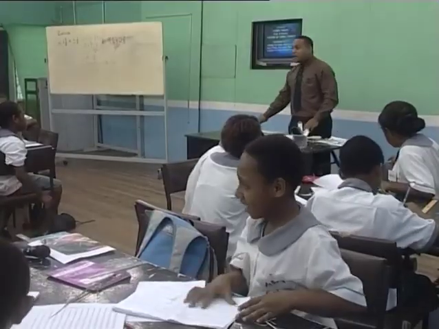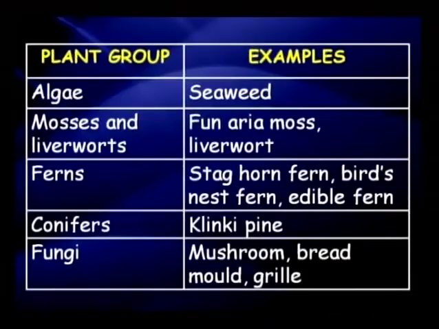Now, not all plants have flowers. The plants that do not have flowers come under the big group called non-flowering plants. Very good. Okay, I have a table to show you. Receiving students and teachers, it's on the screen. You have the 5 main groups of non-flowering plants, and you have the examples given on the table.